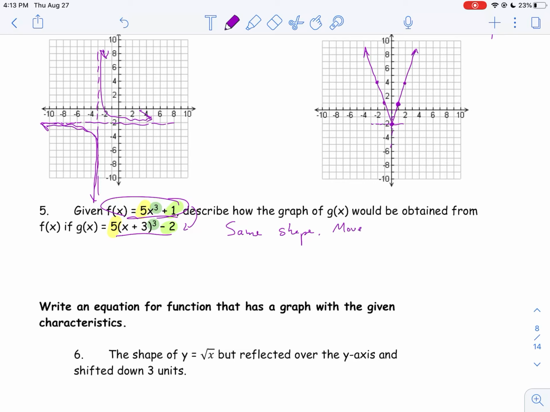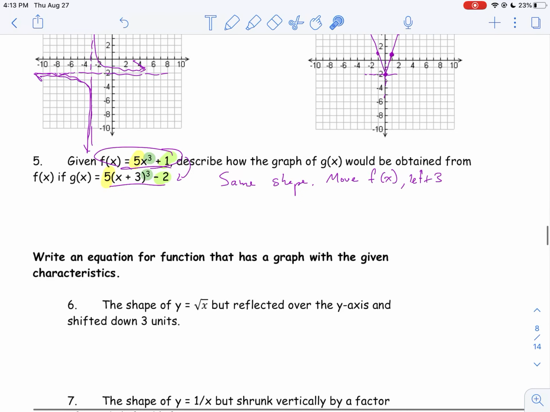So we need to move g of x. So if we have f of x, we need to move with this plus 3. What's that going to do? It's going to move left 3. So we're going to have to move f of x left 3. And so that takes care of this plus 3. And then here, this was shifted up 1, and now it needs to shift down 2. So that's a difference of 3. So we're going to have to take f of x and move down 3. So move f of x left 3 and down 3.